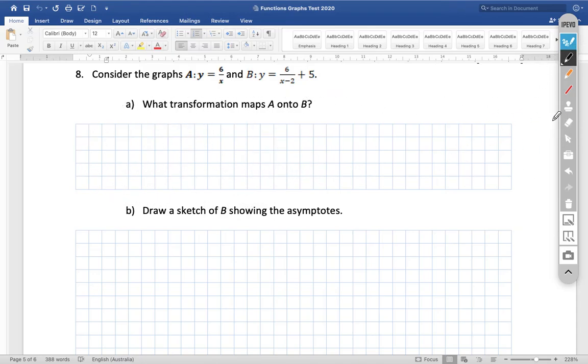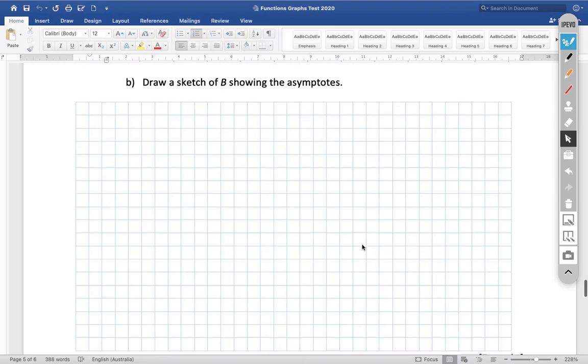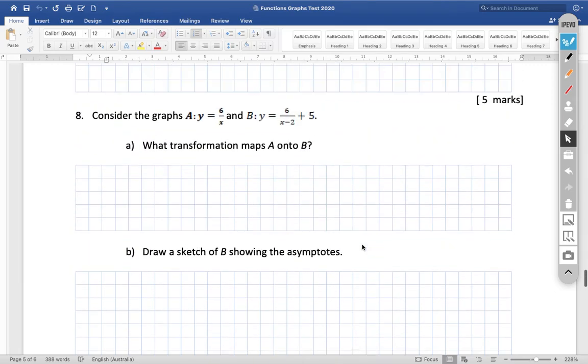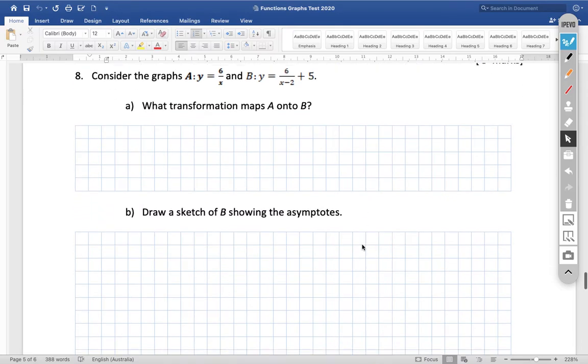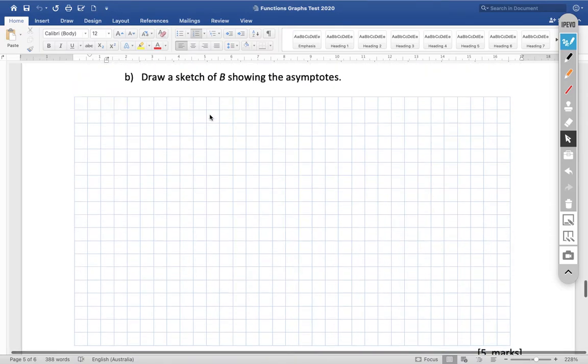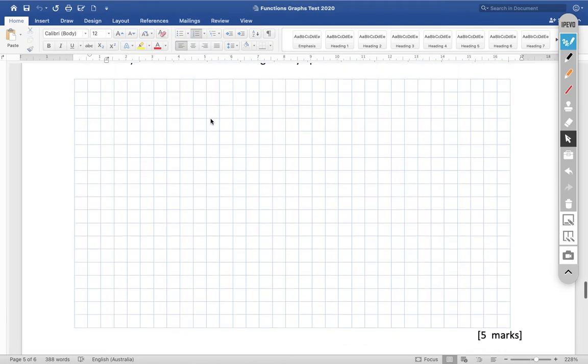Sketch it. Right, time to get a bit sketchy. Sketch. I've got to remember what the equation is. 6 on x minus 2 plus 5. Alright, so that's what I'm working with. y equals 6 on x minus 2 plus 5. So nice and big.